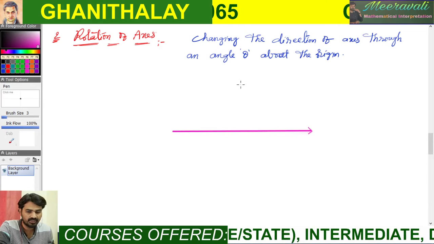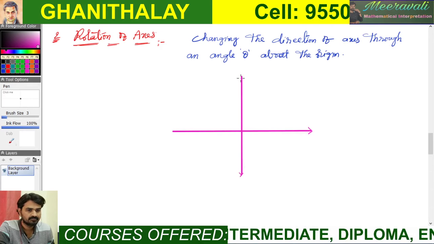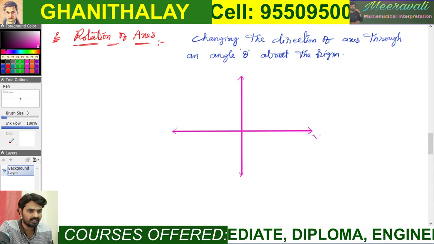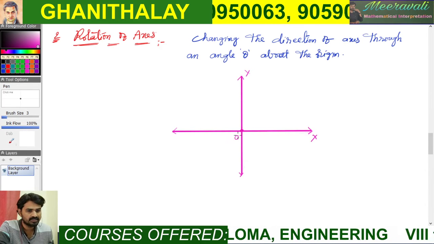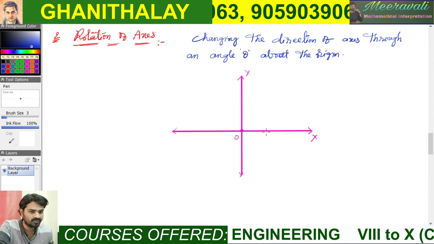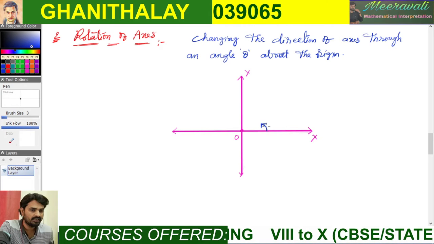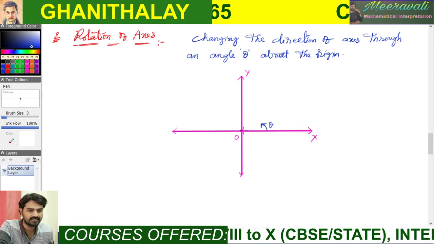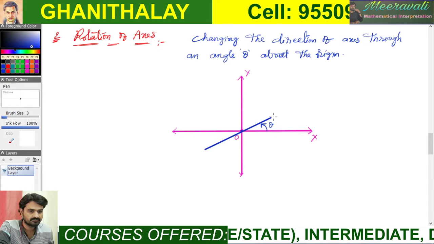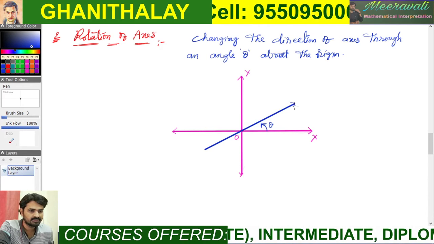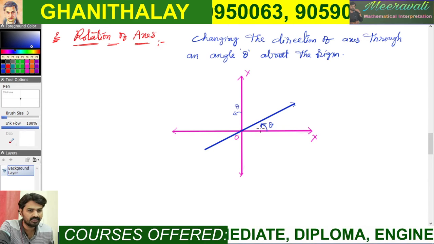So suppose you take this as the x axis and this as the y axis, and this is the origin. Now rotation of axis means you can rotate the x axis like that through some angle. Let's suppose this angle is theta. Now the new x axis will be like that. This is the new x axis. In the same way the y axis is also rotated through the same angle theta.